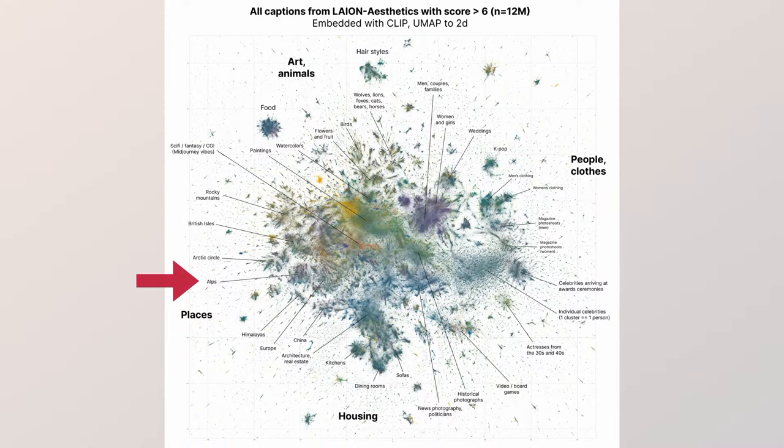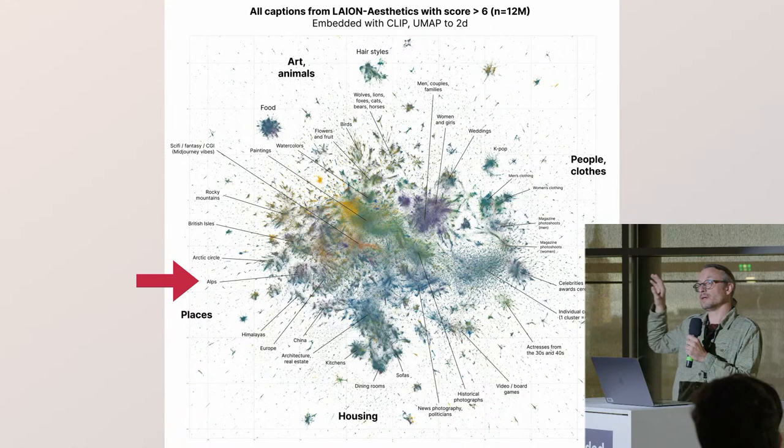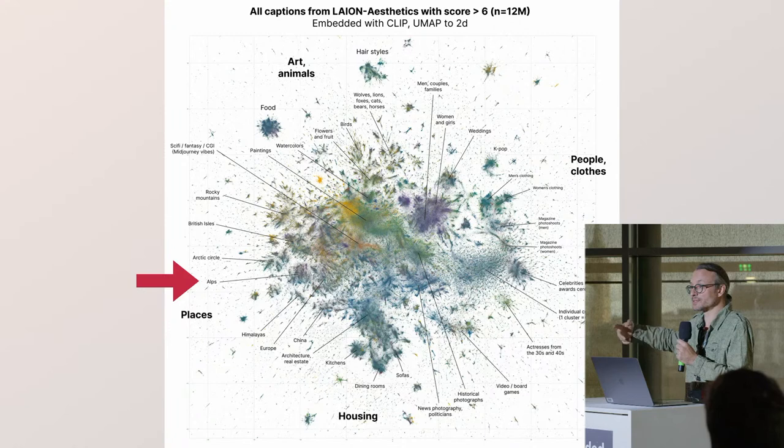But they are. There is most likely some Alpine photography collection that was bought by some American archive in 1989 and then digitized by the Smithsonian, or what do I know? But in any case, the Alps are a huge blob. Who knows why? It's completely random, because it's just historical reasons that accumulated this specific data set.